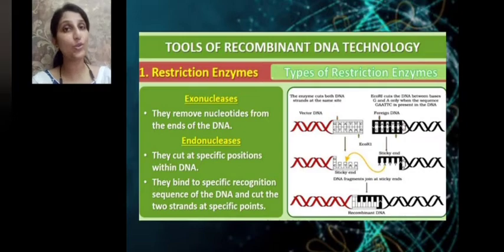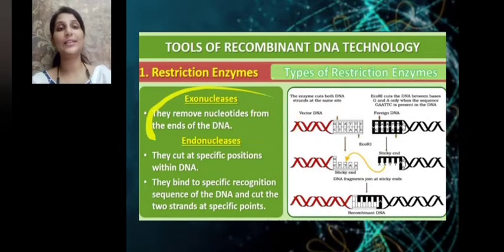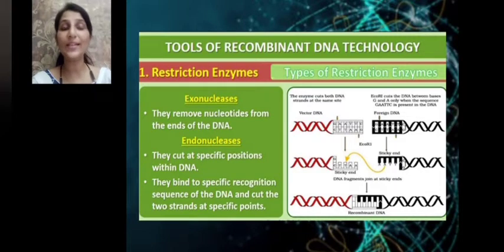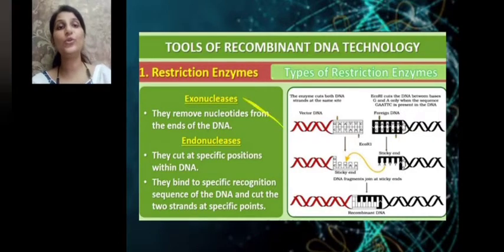Restriction enzymes are of two types. They are called exonucleases and endonucleases. What is the peculiarity of these two enzymes? Anyway, these exonucleases and endonucleases come under the class of nucleases. That means they act on DNA or RNA, nucleic acids. Exonucleases remove nucleotides from the ends of the DNA. And what do endonucleases do? They cut at specific positions within the DNA. They do not cut at random sites. They cut the DNA at specific positions.